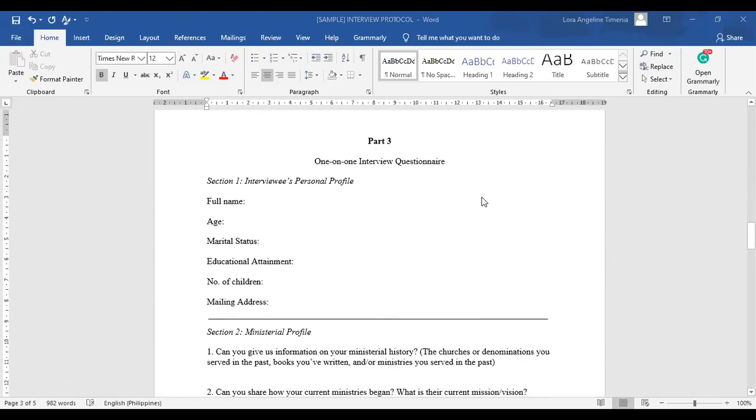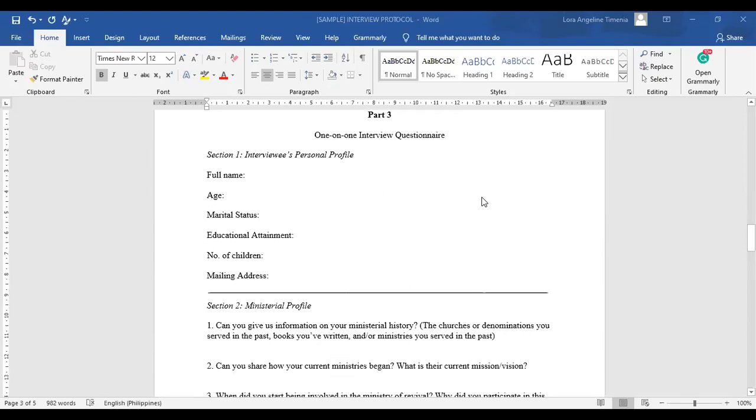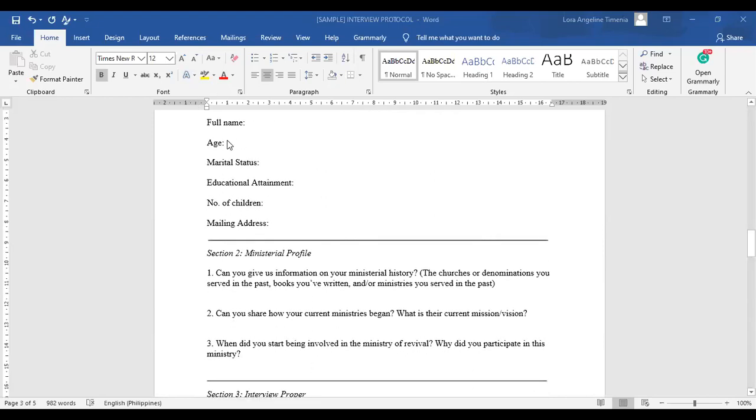Part 3 is the one-on-one interview questionnaire itself. First part is their personal profile. Now, assure them, if they don't want to be identified, assure them that this information will be kept confidential. Or if they refuse to answer this, then it'll be hard on you because you need to do a demographic profiling or demographic assessment. But if they really refuse to answer this, then it's their prerogative.